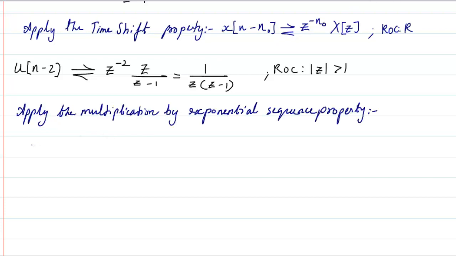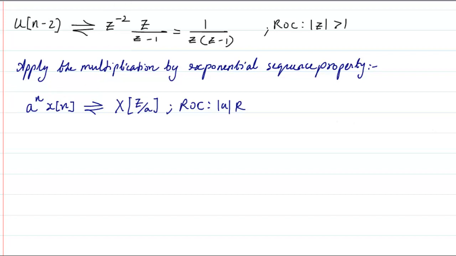Multiplication by exponential sequence says that if you are having a function x of n whose z transform you already know, and if you multiply that with a raised to power n, then all you have to do is, instead of writing X of z, substitute z by a. In the ROC also you have to take care, since you are going to divide z by a, the ROC is going to be a multiplied with the region. That is the original property. So based on that, if I am going to have 1 by 2 the whole raised to power n u of n minus 2, this is the function now I am having, so instead of z I will have z divided by a.